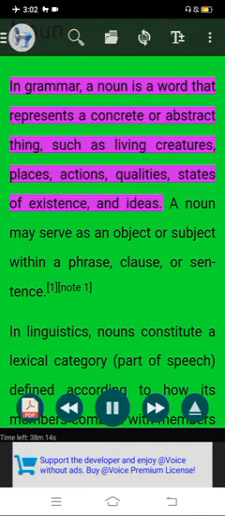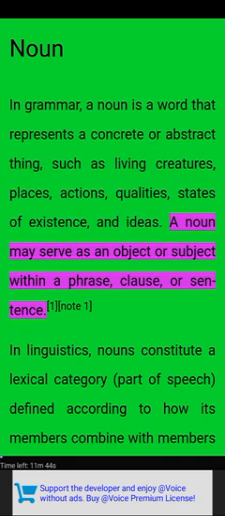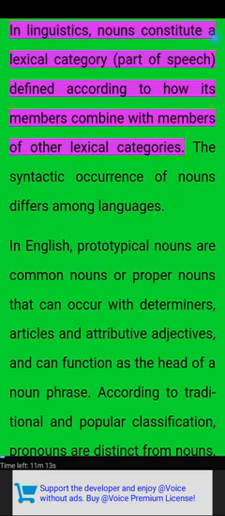Noun. In grammar, a noun is a word that represents a concrete or abstract thing, such as living creatures, places, actions, qualities, states of existence, and ideas. A noun may serve as an object or subject within a phrase, clause, or sentence. In linguistics, nouns constitute a lexical category, a part of speech defined according to how its members combine with members of other lexical categories.